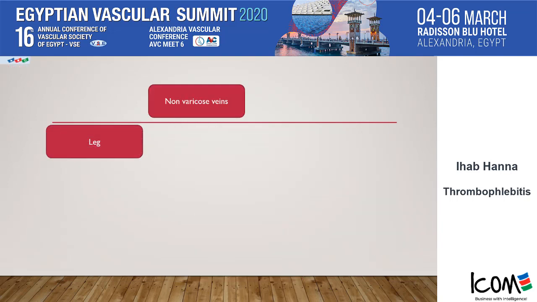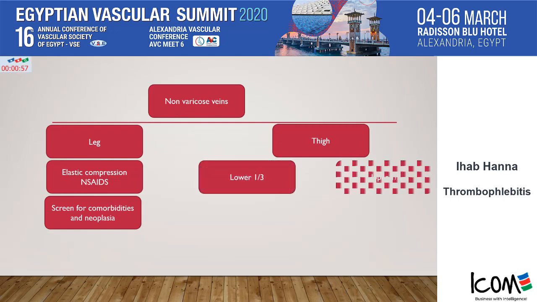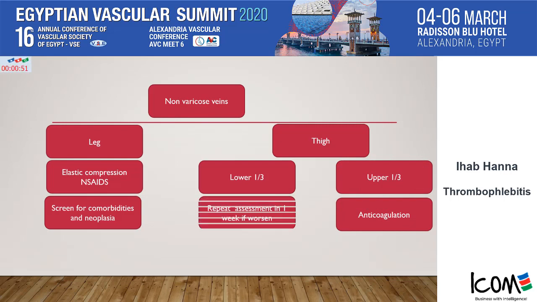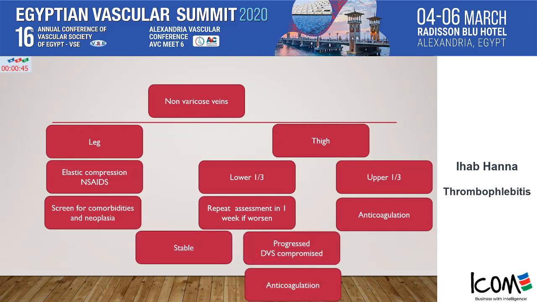For the non-varicose veins, whether it affects the leg or the thigh: if it affects the leg, elastic compression and non-steroidal anti-inflammatory drugs. If it affects the thigh, we look at whether it is the lower or upper third. If in the upper third, due to proximity, we can go for anticoagulation. If in the lower third, repeat assessment after 1 week. If the patient is stable or progressed, in case of progression, go for anticoagulation, and if stable, maintain clinical treatment.